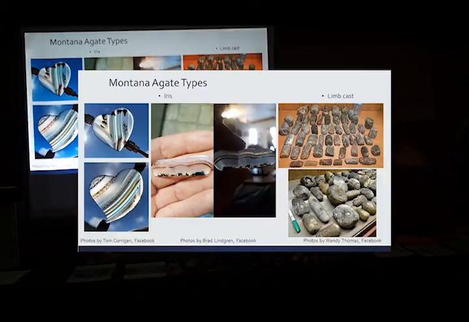As I mentioned before too, I don't have any here, but you can also have limb casts, and these photos here on the right were from someone who was trying to sell a whole lot of them. And these are all limb casts where, like I mentioned before, you have agates that are forming in the voids left by tree limbs or trees.